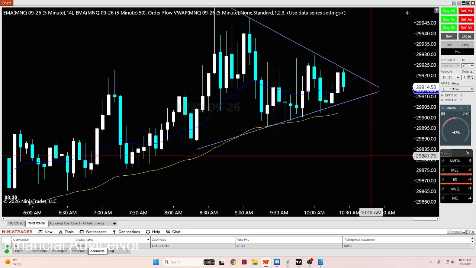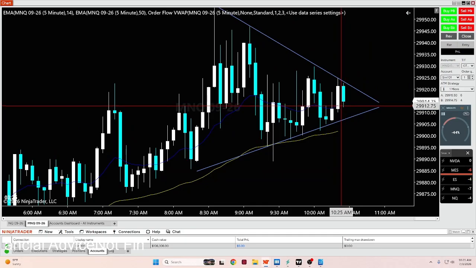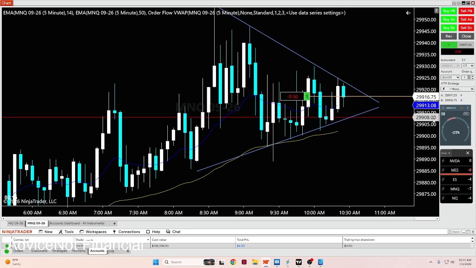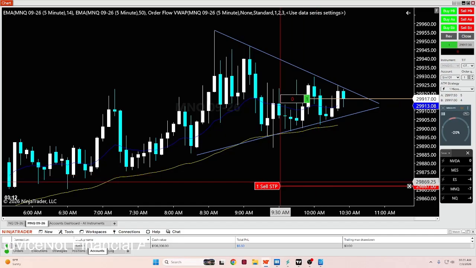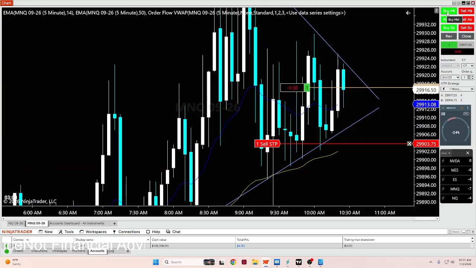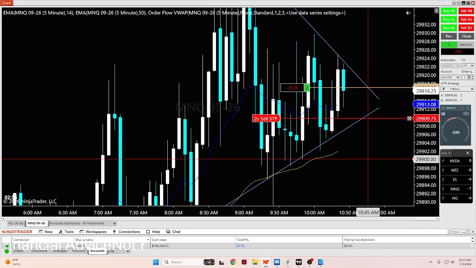Alright, so as you can tell, it is holding up. The 14 is still holding. I'm going to go long on the 5 minute here. Let's see what happens here. I'm going to add another one. I'm going to put my stop loss right there. See if we can get a push up.